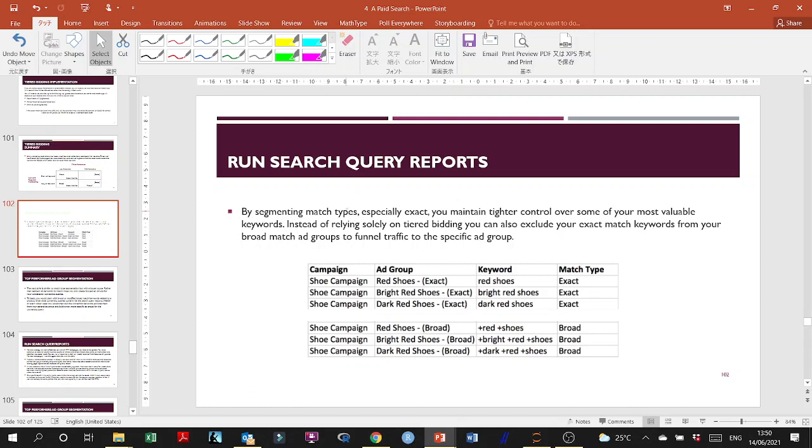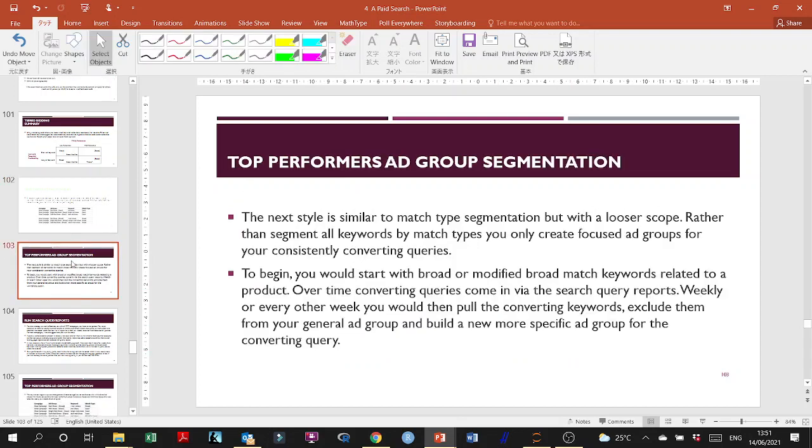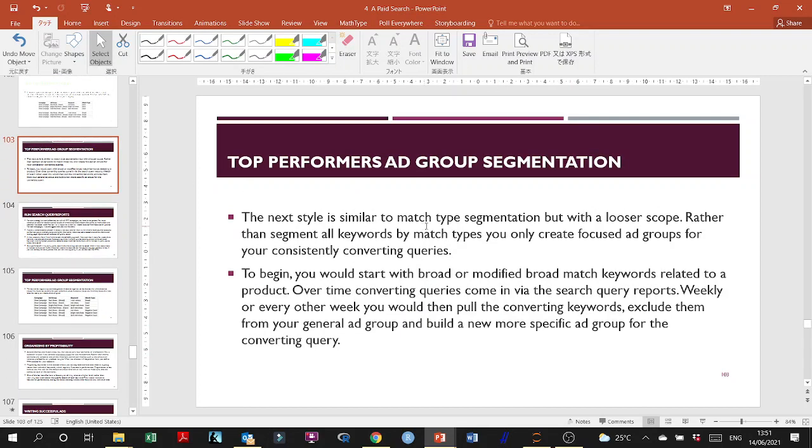So by segmenting match types, you need to segment match types, guys, you can maintain tighter control. Basically, you need to put all the exact keywords in one ad group, with one ad copy each, instead of three different ad groups that each have two different match types. So don't do that. Okay, so the next style is similar to the match type segmentation, but with looser scope.